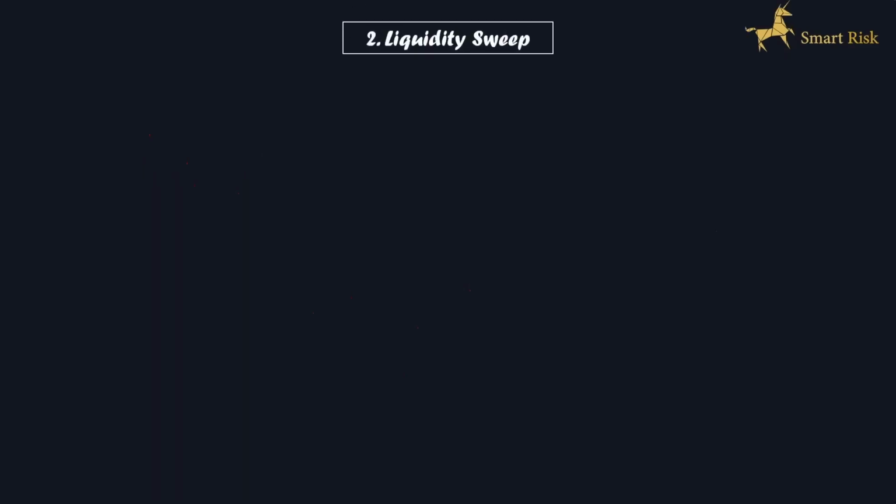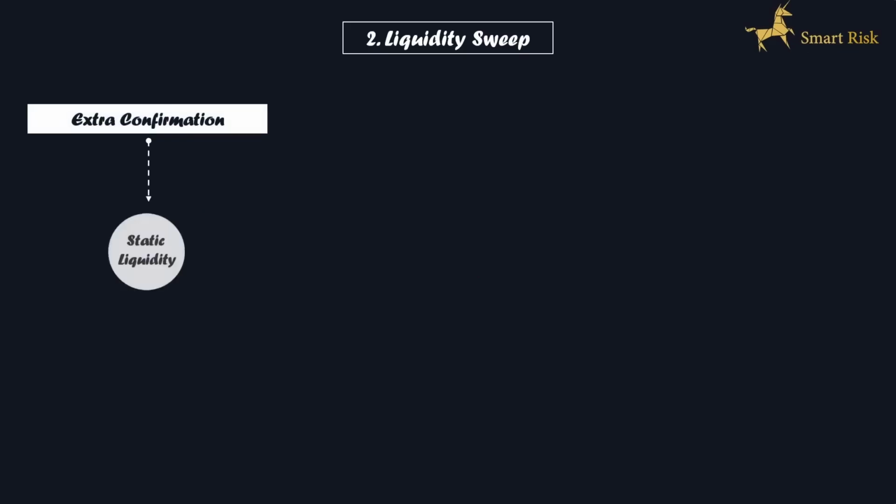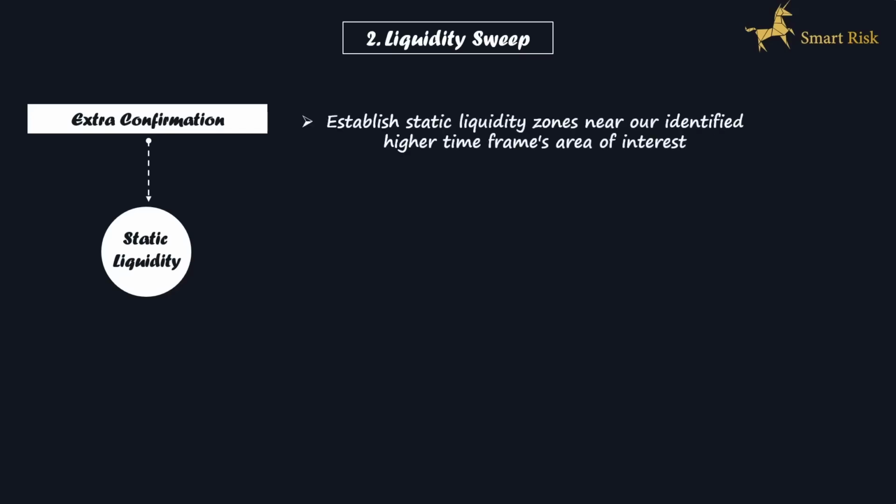Liquidity sweep. To obtain additional confirmation in identifying high-quality change of character patterns indicating an upcoming market structure shift, we should wait for the price to establish static liquidity zones near our identified higher time frames area of interest. We fully discussed static liquidity zones and their various types and models in the market in detail in our previous episodes. I strongly recommend watching those episodes carefully if you want to have a solid grasp of static liquidity zones and understand their profound impact on market price direction.